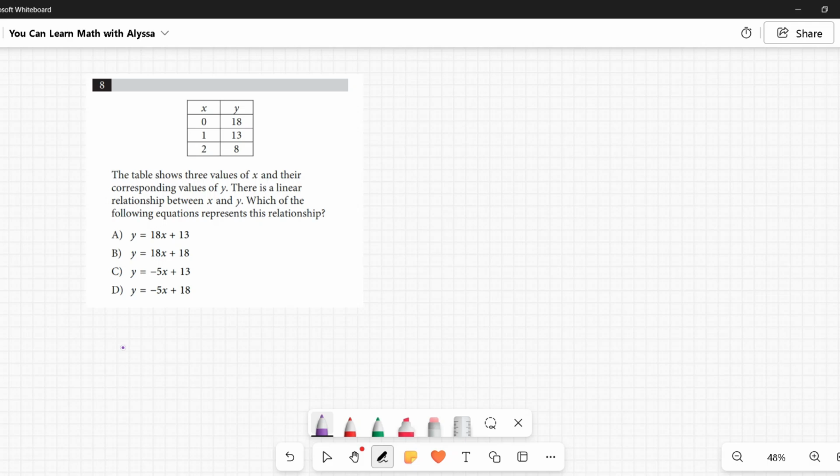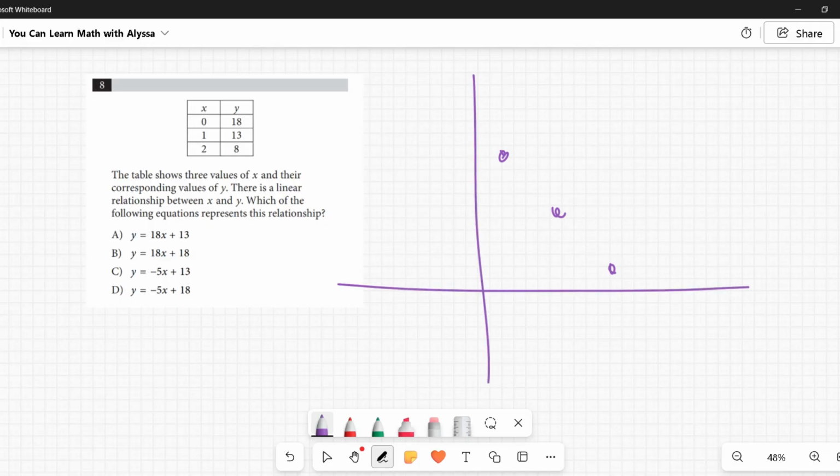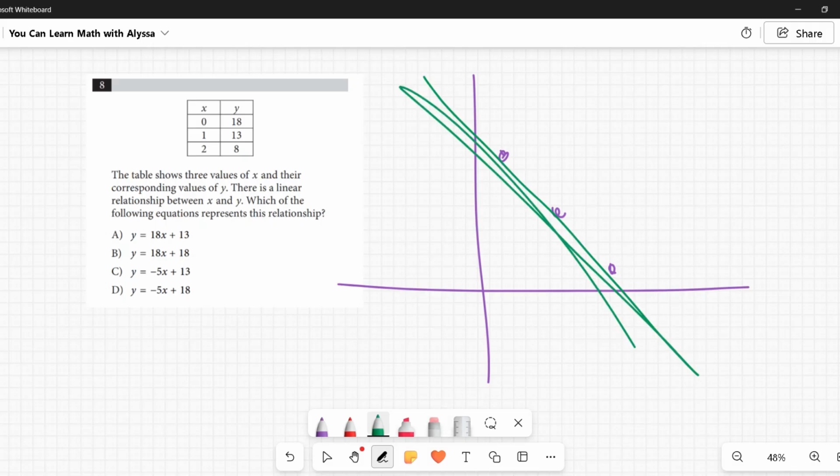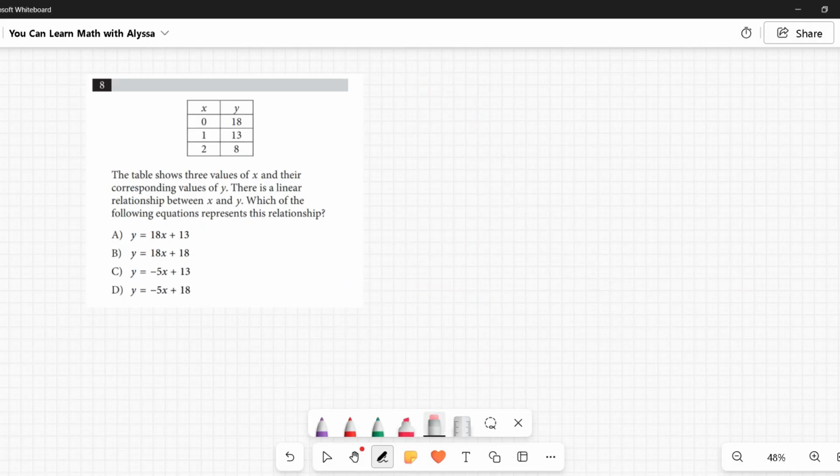A linear relationship between this set of values just means if I chart these 3 numbers on a graph, and I'm not sure exactly where they're going to be, I'm just putting 3 dots to illustrate the point. If I put them on the graph and then I draw a line through them, that's a perfectly straight line. That's the visual version of that.